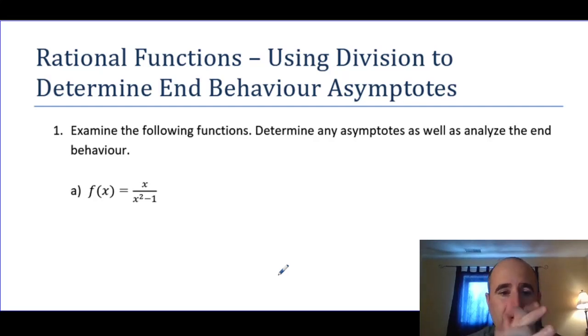So we're back to talking about rational functions again, and since it's been a little while since we've looked at rational functions, let's start with just a bit of a review. So in this first example, we're going to look at three different functions, and we are going to determine the asymptotes of the function and the end behavior as well, and we're going to talk about how those things are actually related.